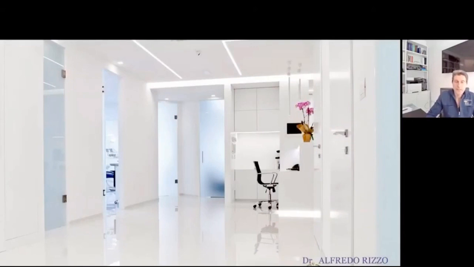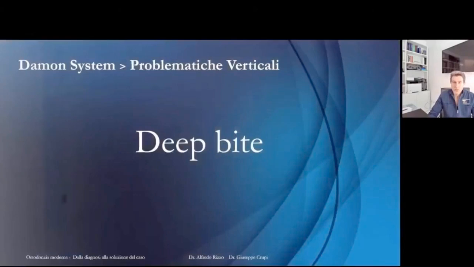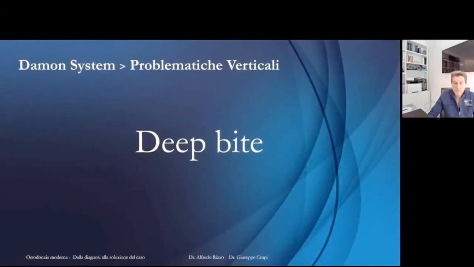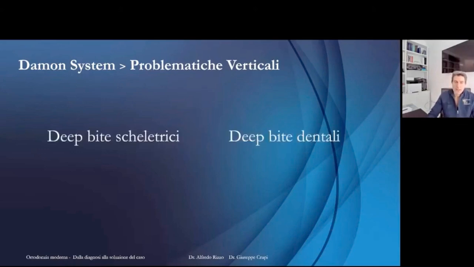We have covered the crossbite problems. Now we will talk about deep bite. We have mentioned that the second goal that we work on after solving the crossbite is the correction of the vertical problems, such as deep bite. It may be skeletal or dental.